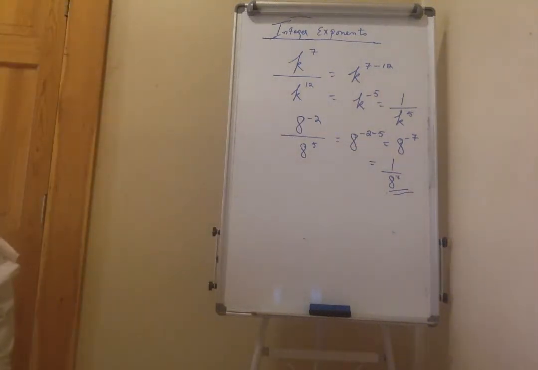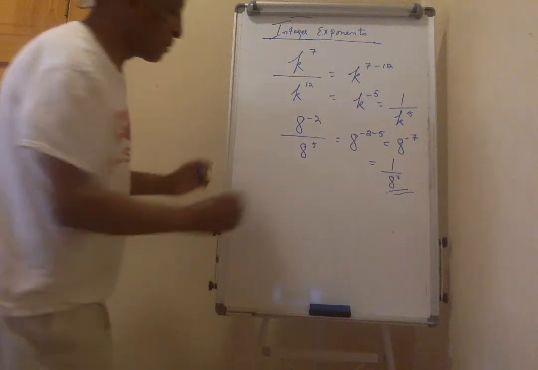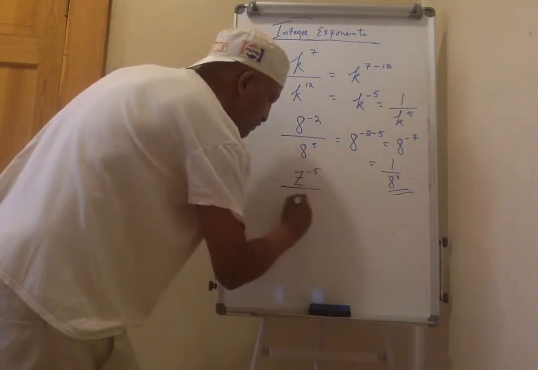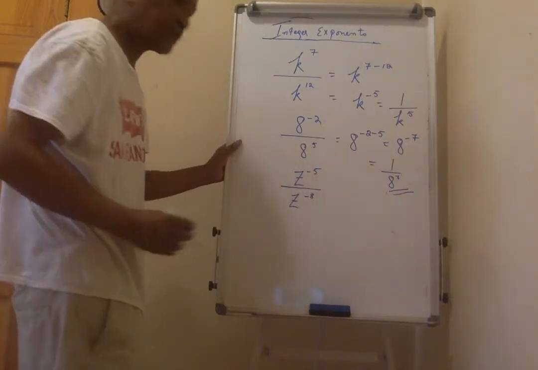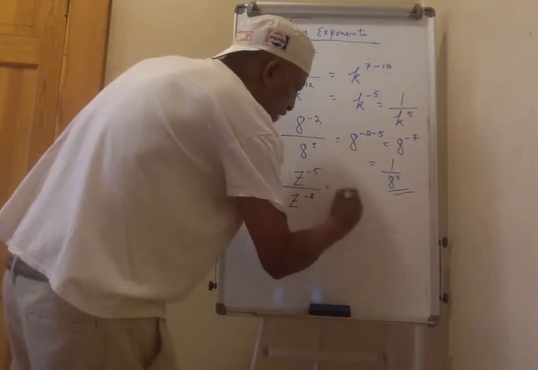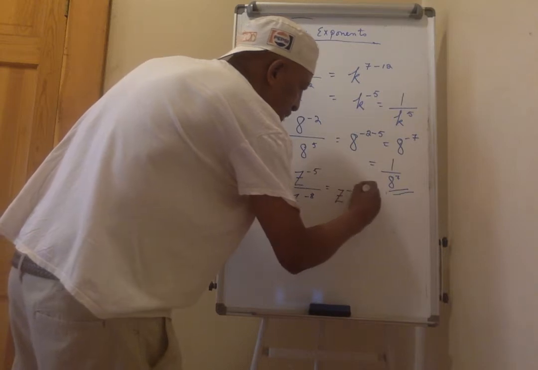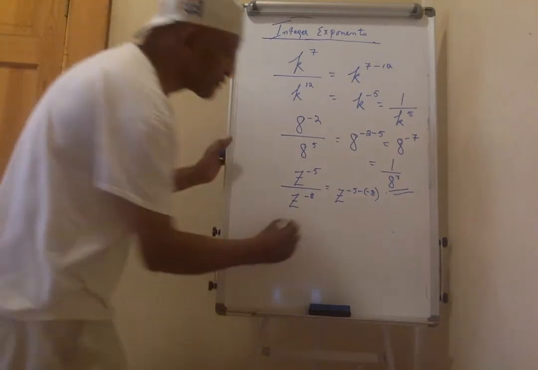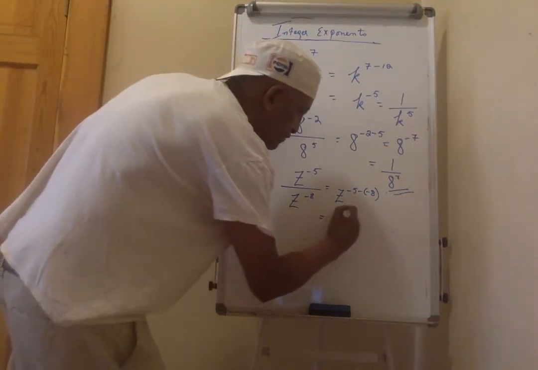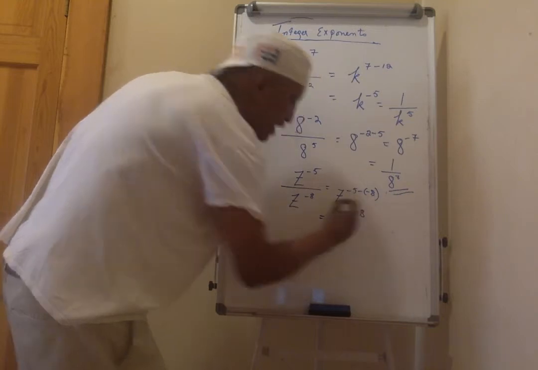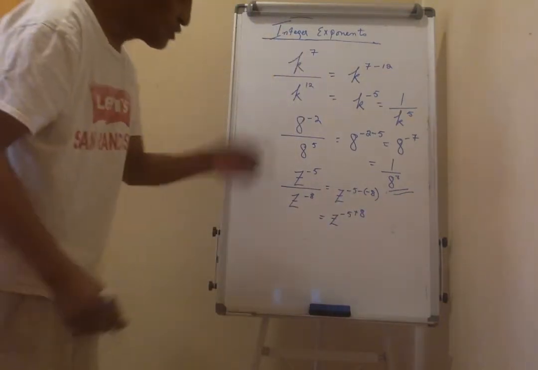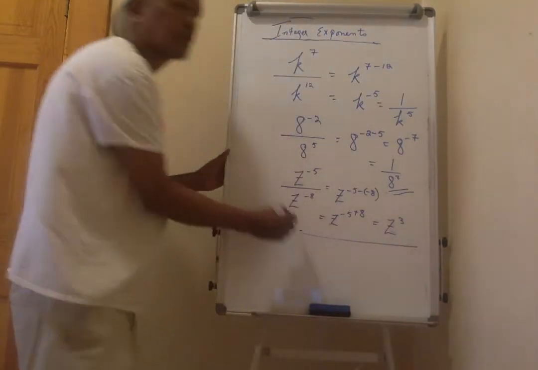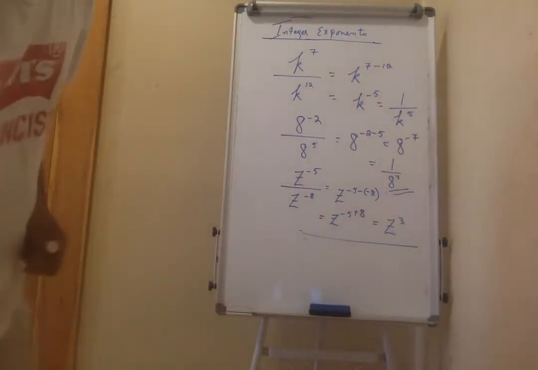One more example. Suppose you have z to the negative 5 over z to the negative 8. This is the same as saying z to the negative 5 minus negative 8, because you're subtracting one from the other. That would give us z to the negative 5 plus 8. And then you go ahead and solve this, so you end up with z to the 3rd. So this takes care of the quotient rule.